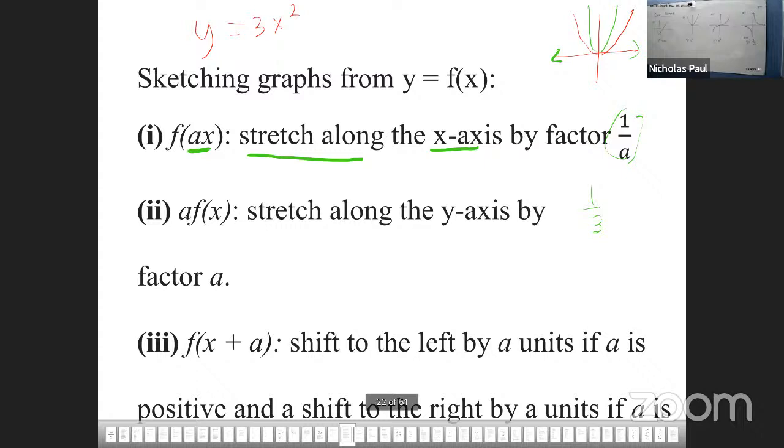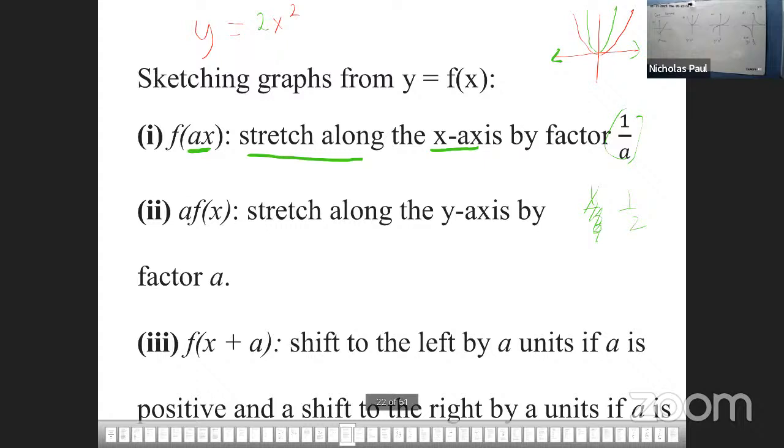That's okay? If I said 2x squared, I'm going to stretch it by a factor of a half. What does a half mean? A half means I'm bringing it in, so it will look like this. It's a stretch by a factor of 1 on a.